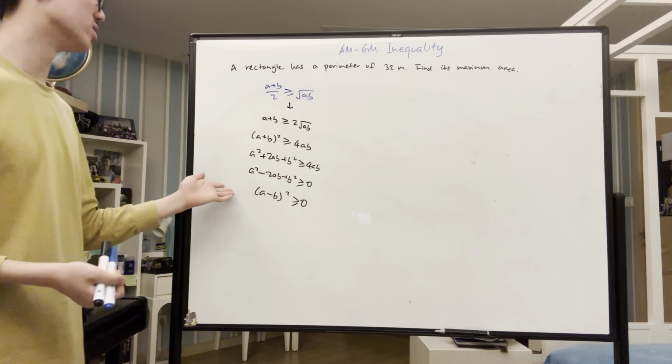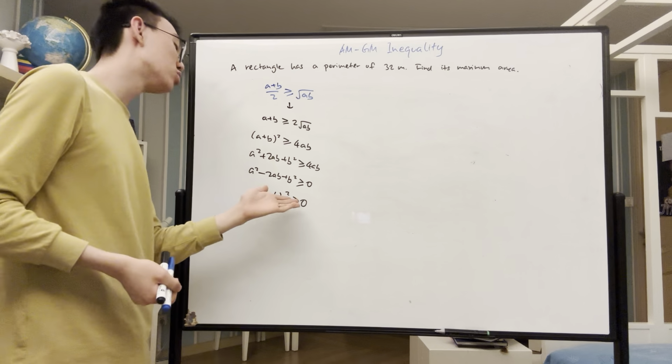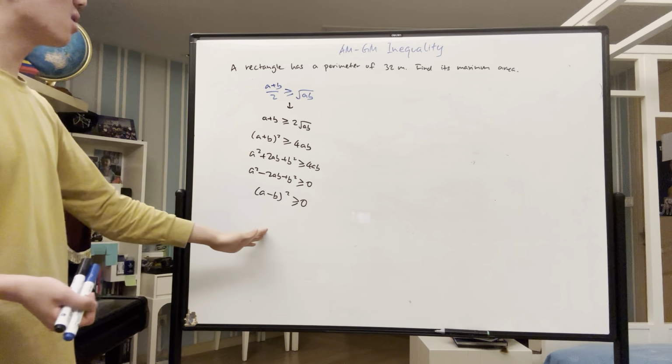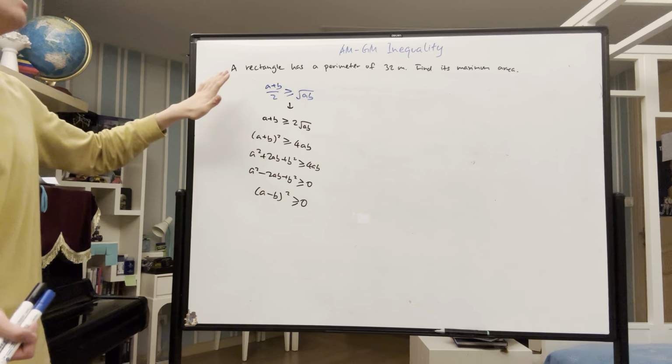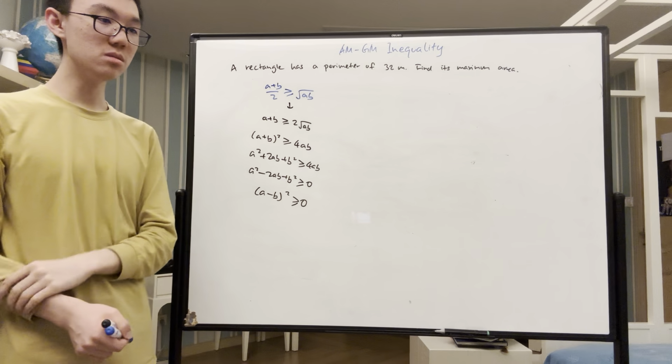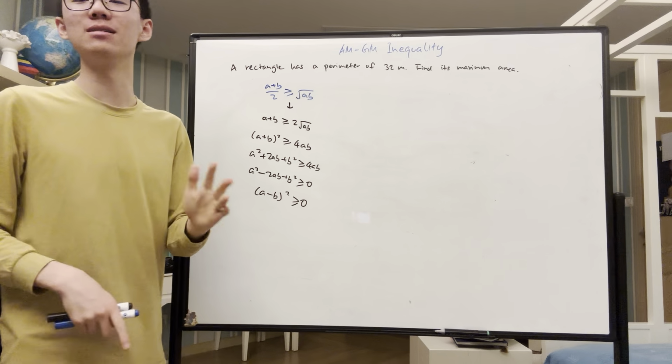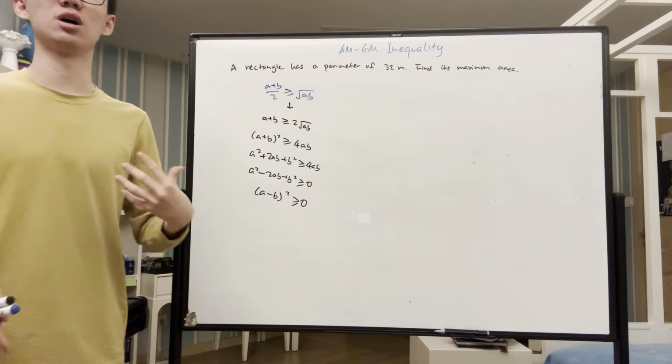So in a formal proof, we have to start by saying that a minus b squared has to be greater than or equal to 0, and then we end up with our inequality itself. But I'm not going to go too deep on that because I'm not going to talk that much about proofs right now.